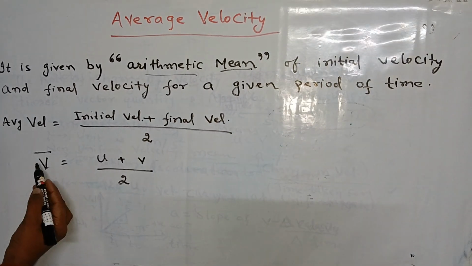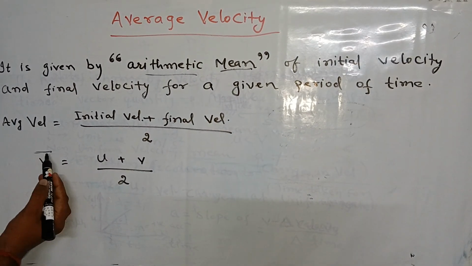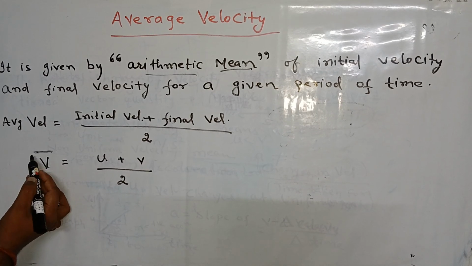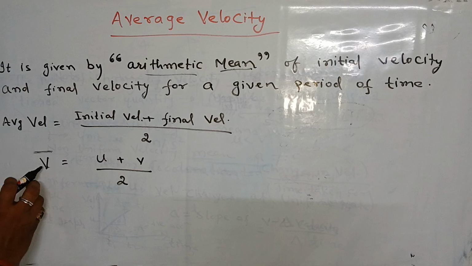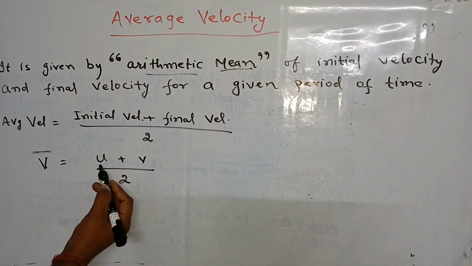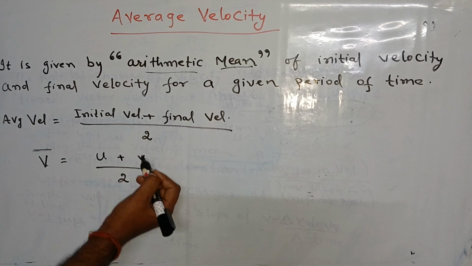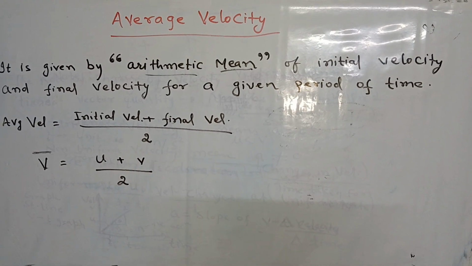It is also denoted by V bar. Here this line signifies that this is average velocity. So average velocity is given by U plus V upon 2. Here U is initial velocity and V is final velocity.